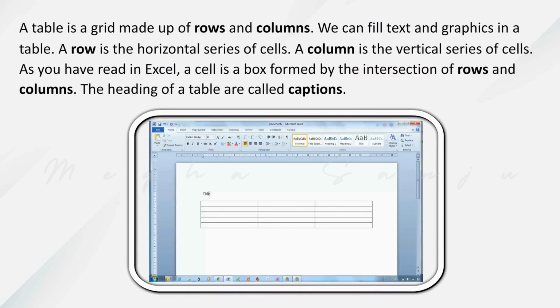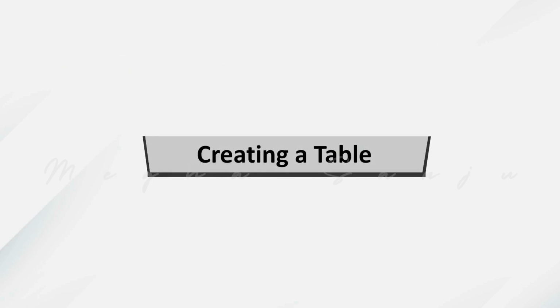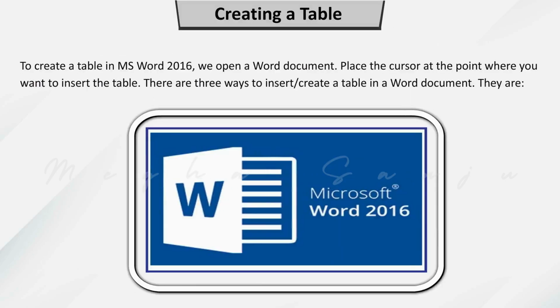A row is the horizontal series of cells. A column is the vertical series of cells. As you have read in Excel, a cell is a box formed by the intersection of rows and columns. The headings of a table are called captions. Creating a table. To create a table in MS Word 2016, we open a Word document.